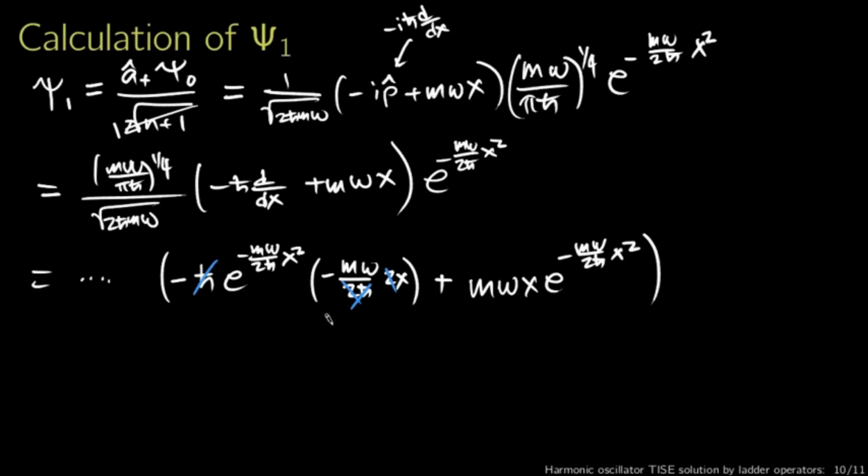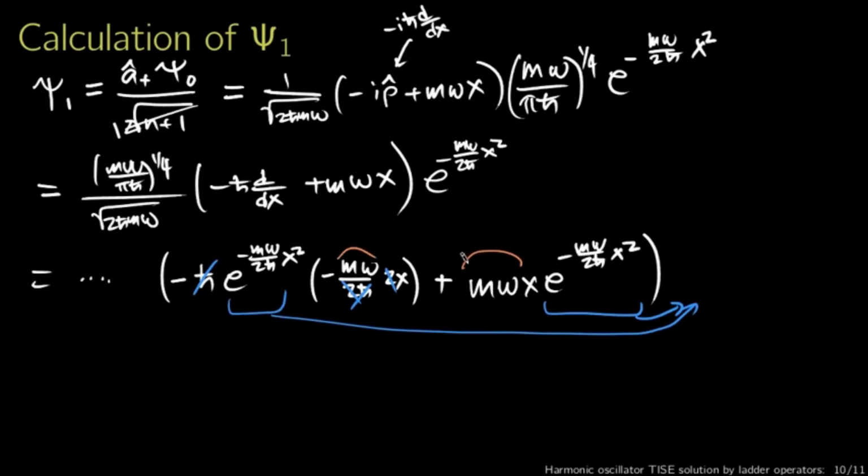So that's our result. We have an e to the minus m omega over 2 h bar x squared in both of these terms, so I'm going to pull that out to the right. And if I pull my constants out to the left, I have an m omega in both of these terms, so I can factor that out. The only step I'm skipping now is to simplify the constants.